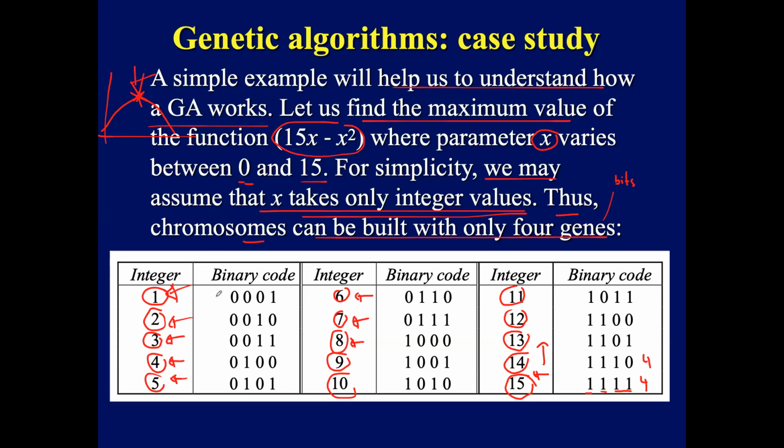Okay. So now, with those 4 bits, we can represent 1, for example, as 0001, 2 as 0010, 3 as 0011, 4 as 0100, and 5 like that. So we represent 1 as that, 2, 3, 4, 5, 6, 7, 8, 9, 10, 11, 12, 13, 14, 15. So you have the integer on the left and the binary code on the right.